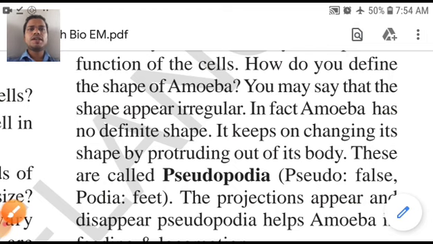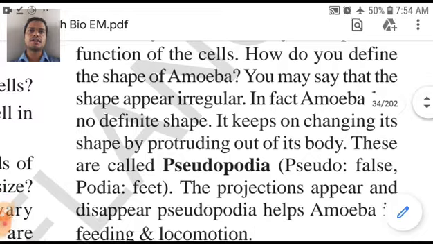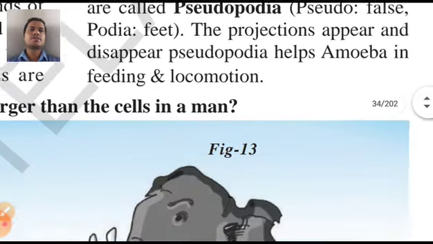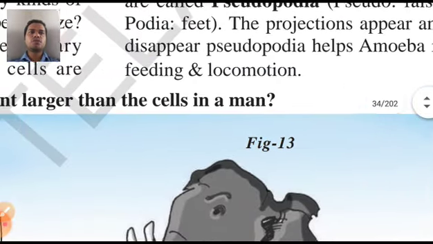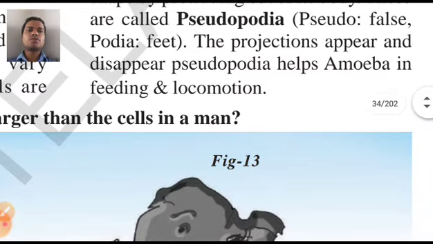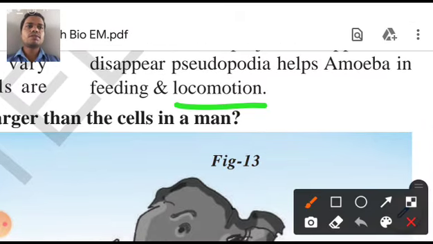Okay. They look like a leg, like a hand-like structure, but they are not real. Every time they will be changing. Now here they will help in locomotion and feeding. What is the meaning of locomotion? Locomotion is nothing but movement.